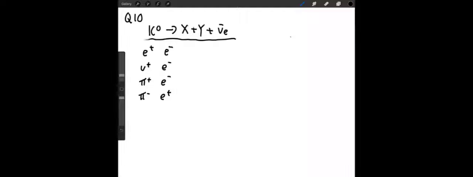The decay of a neutral kaon is given by this equation, which I've written at the top. And we've got two mystery particles, X and Y, and we need to determine what they possibly could be. We're given a list of 4 options. So I think the best thing to do is determine what the charge, the baryon number and the lepton number would be of this particular combination, or what it has to be.